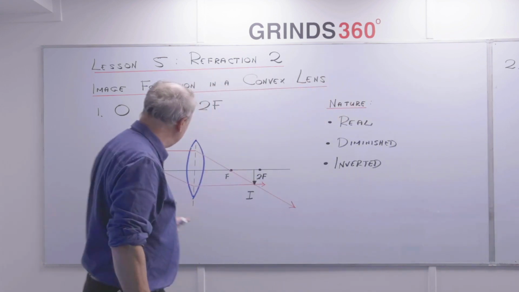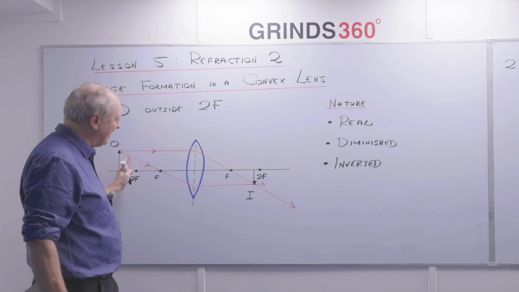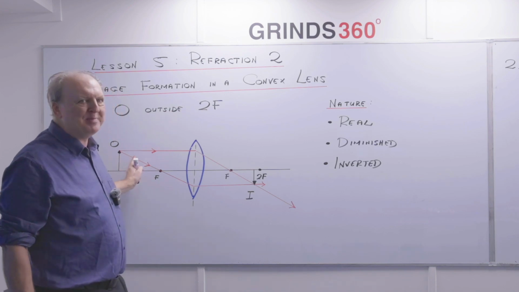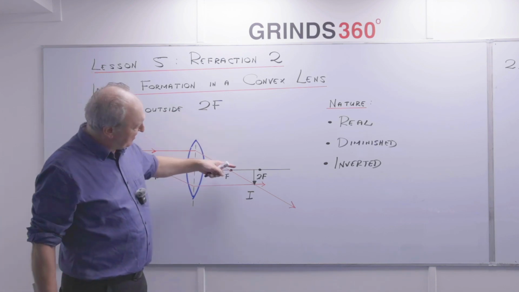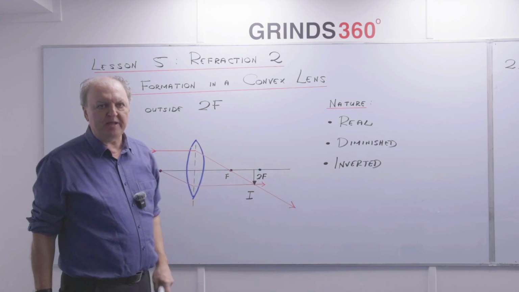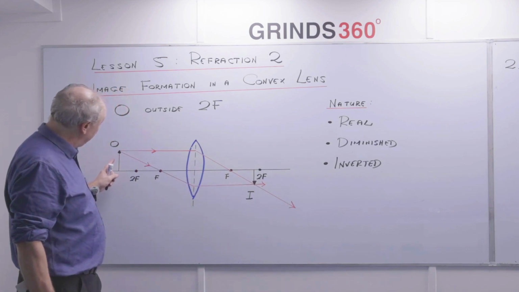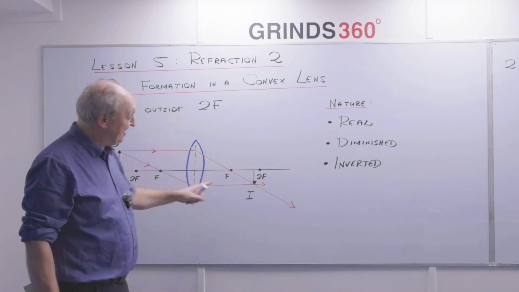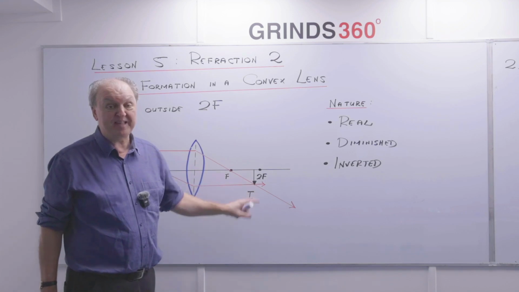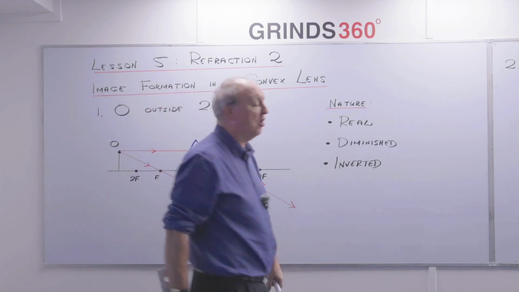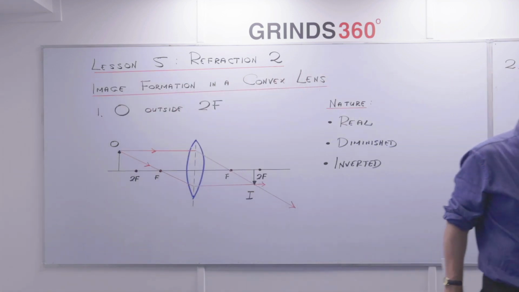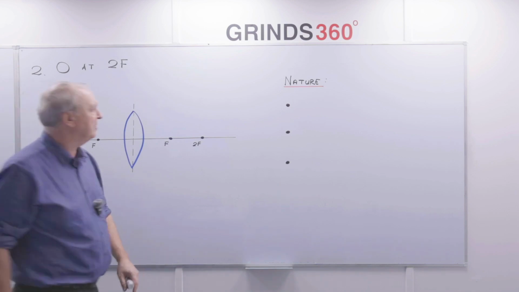All I'm going to do now is move the object in a little bit closer, and you might be able to guess what happens. That image starts moving out the other way. Actually, if I move the object to 2F, the image will also be at 2F. That can be a difficult one to draw. So let me have a look at the second one.